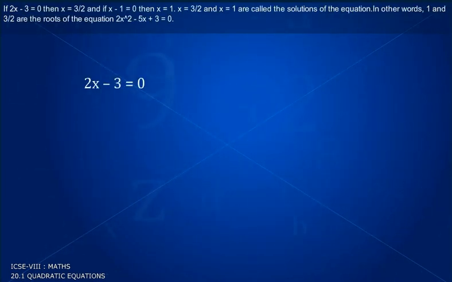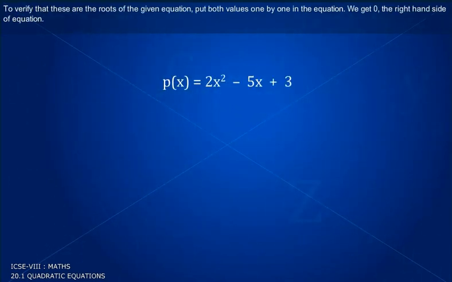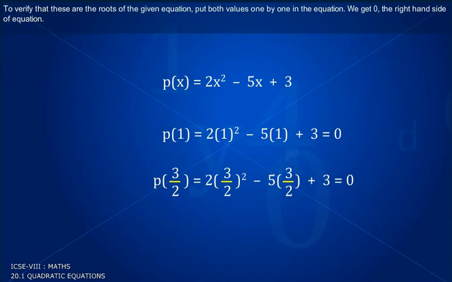If 2x minus 3 is equal to 0, then x is equal to 3 by 2. And if x minus 1 is equal to 0, then x is equal to 1. x is equal to 3 by 2 and x is equal to 1 are called the solutions of the equation. In other words, 1 and 3 by 2 are the roots of the equation 2x square minus 5x plus 3 is equal to 0. To verify that these are the roots of the given equation, put both values one by one in the equation and we get 0, the right hand side of the equation.